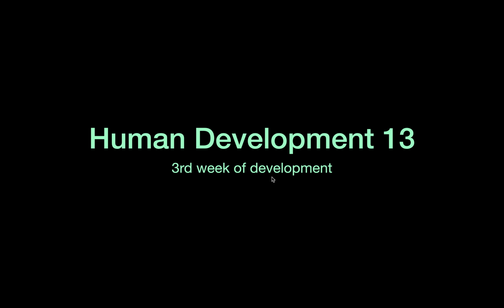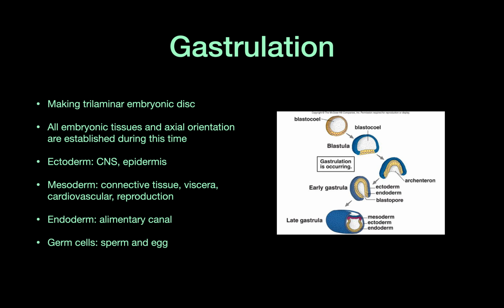Today we will be going through the third week of development. So the third week starts up with gastrulation, and the process of gastrulation is creating the trilaminar embryonic disc. The three layers are the ectoderm, the endoderm, and the mesoderm. All the embryonic tissues and axial orientations are established during this time.